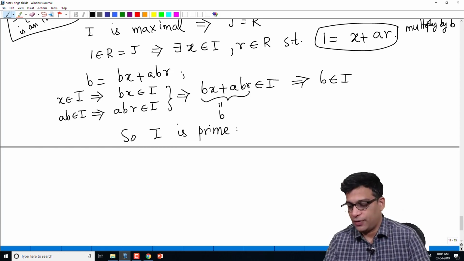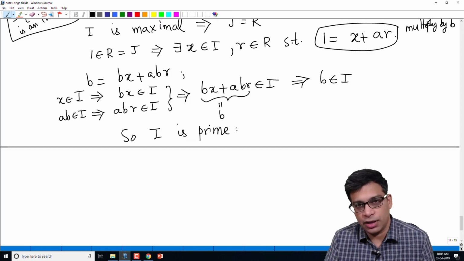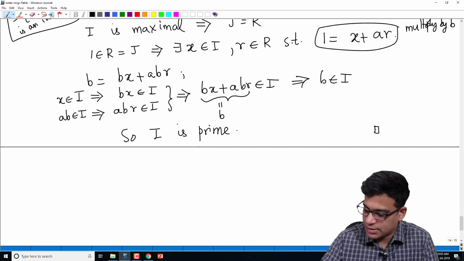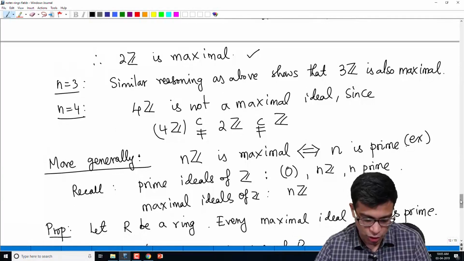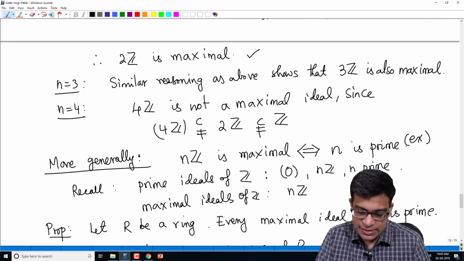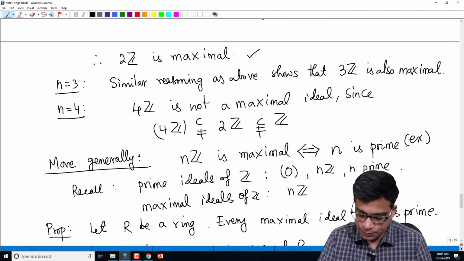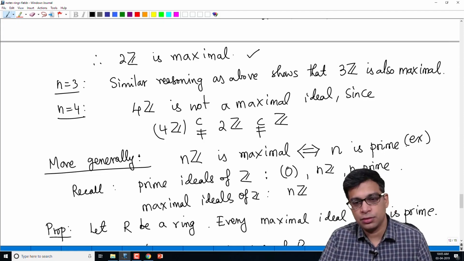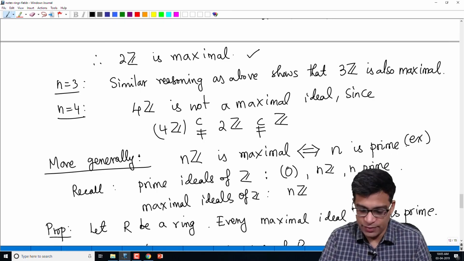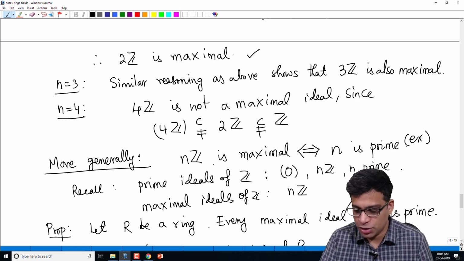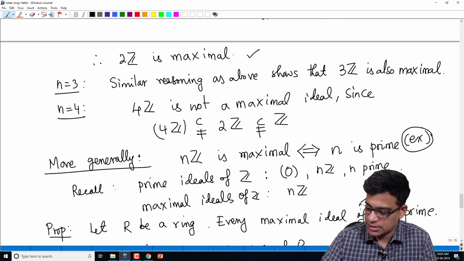So what we have shown is, if I is a maximal ideal and two elements in the ring have the property that their product is in I, one of them must be in I. So I is prime. So this completes the proof. Now if you go back to the exercise that I gave you, where I asked you to show that an ideal nZ of the integers is maximal if and only if n is prime. This is now clear, because if it's maximal, one direction of it is clear at least. If it's maximal, then it's prime. And n cannot be 0, so n must be prime. On the other hand, if n is prime, you have to show that it's maximal. So that part is an exercise for you.